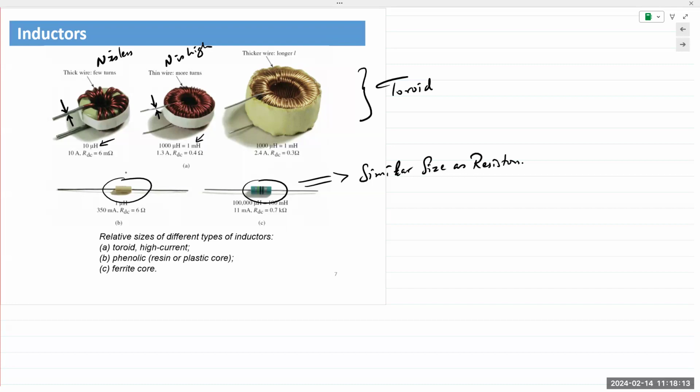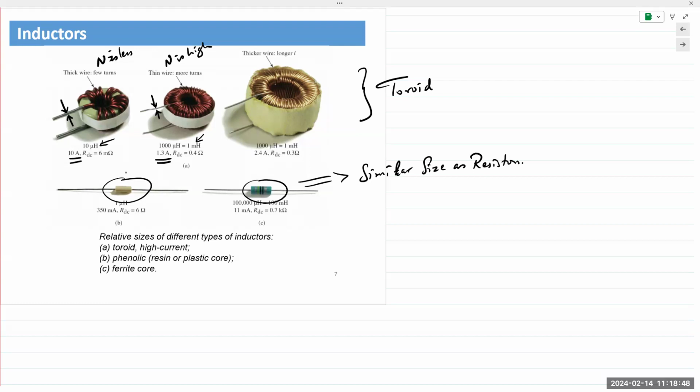10 microhenry versus 1 millihenry. 100 times as much. Look at the current carrying capacity, 10 amps versus 1.3 amps. Thick wire can carry a huge amount of current, where 10 amps, by the way, is a huge amount of current. Typical electric and electronic circuits, the current is on the order of milliamps, sometimes even microamps, very, very small. So 10 amps is a huge amount of current.